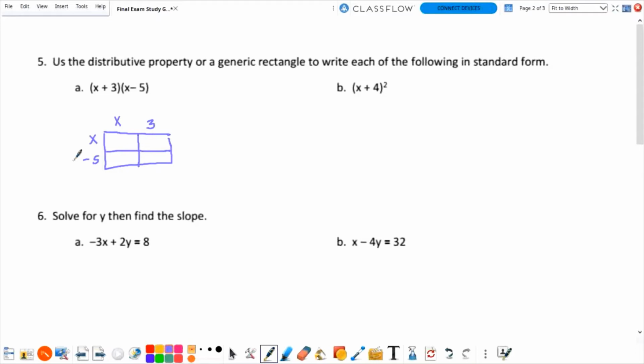All right, so we have x times x gives us x squared. X times 3, 3x. Negative 5 times x is negative 5x. And then negative 5 times 3 is negative 15. And then all we have to do is combine our like terms, which is 3x and negative 5x. So we have x squared minus 2x minus 15.